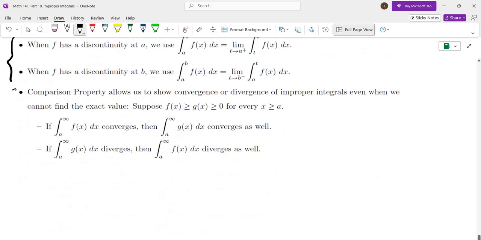And finally, the comparison property tells us that if you have two functions, one larger than the other and both of them positive, if the integral of the larger one converges, the integral of the smaller one converges. If the integral of the smaller one diverges, then the integral of the larger one also diverges.